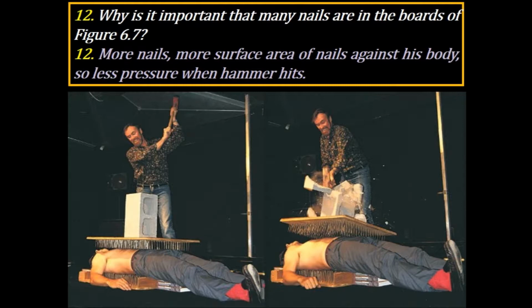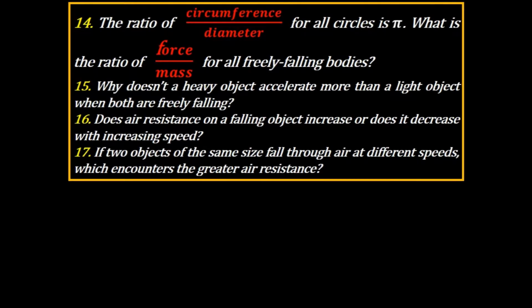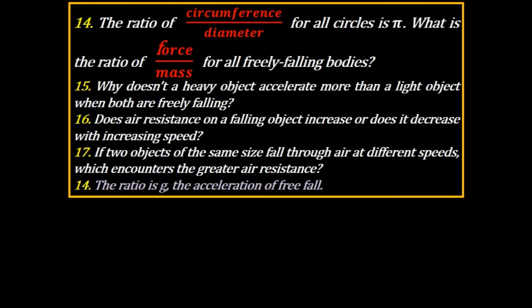And then the next one. Okay, here we go. That was pretty easy, actually. The ratio of circumference to diameter for all circles is pi. What is the ratio of force per mass for all freely falling bodies, regardless of where you are, on Earth, on the Moon, on Mars, whatever the case may be? It is g. It is the acceleration due to gravity, the acceleration of free fall.